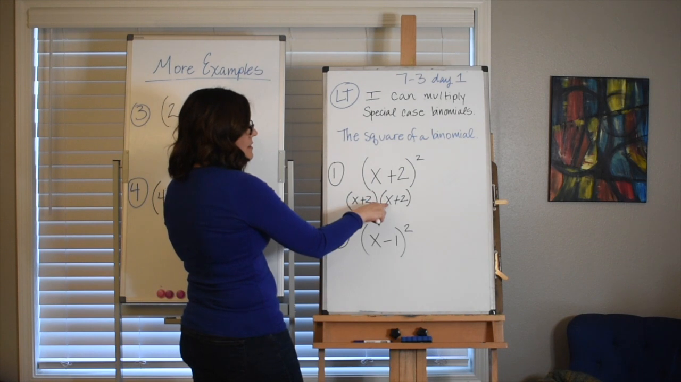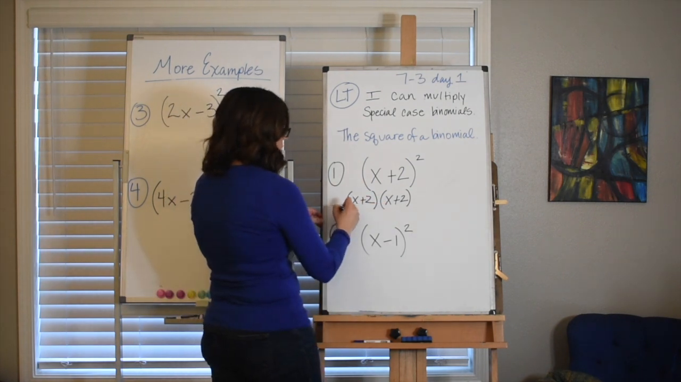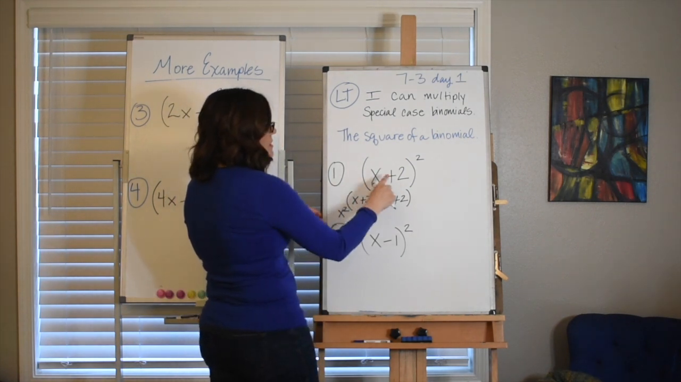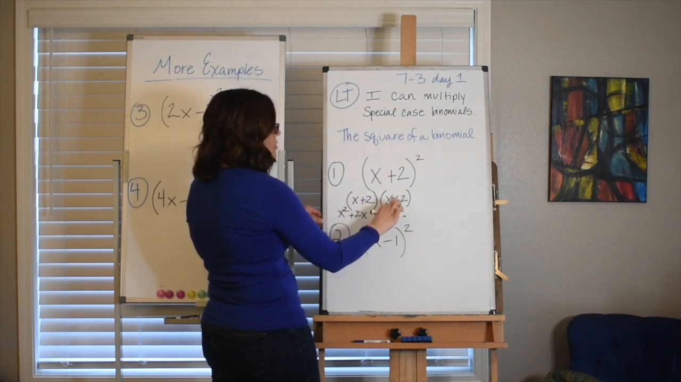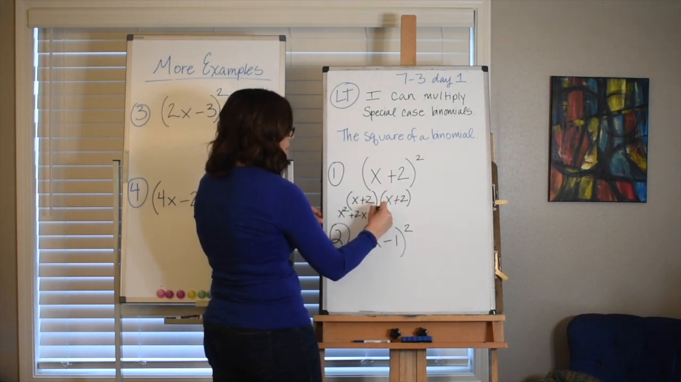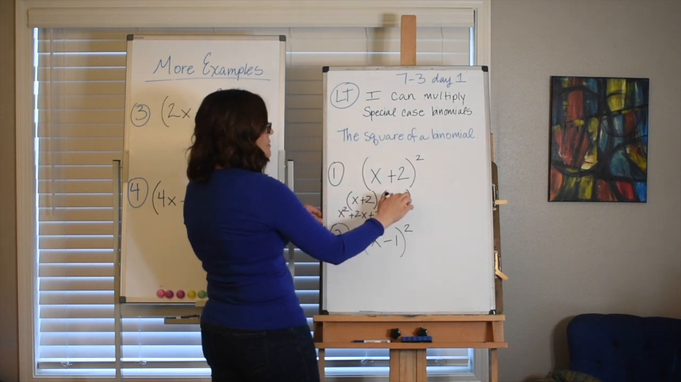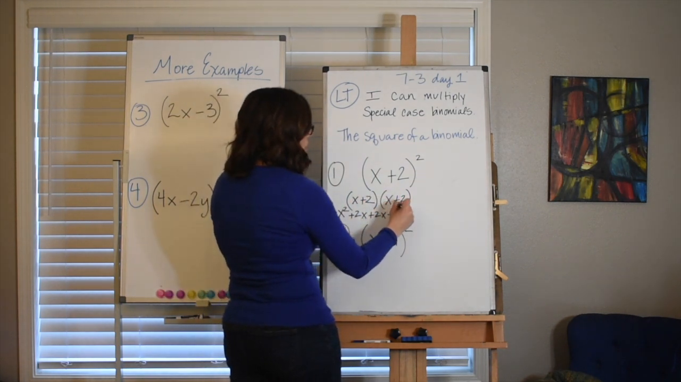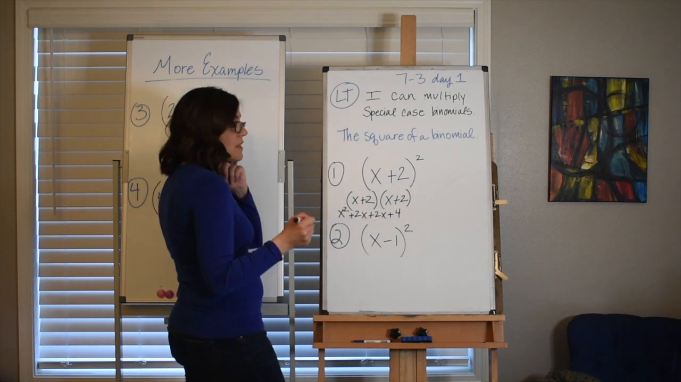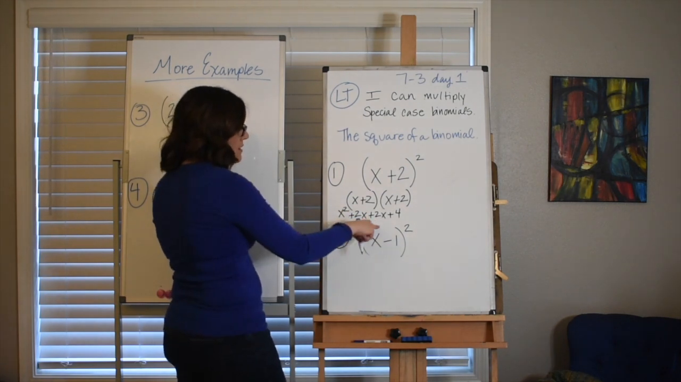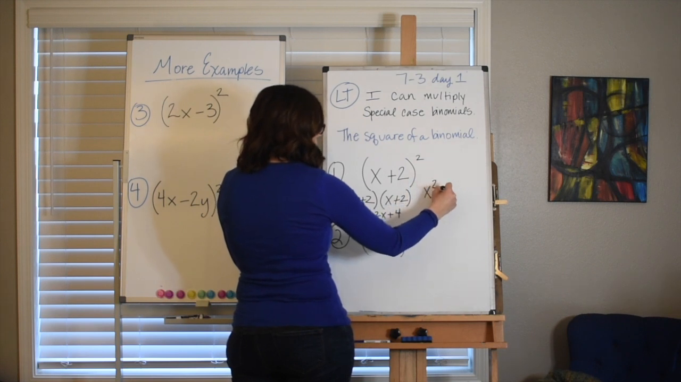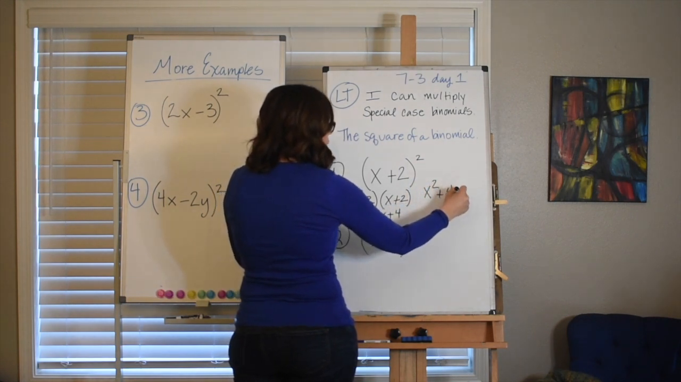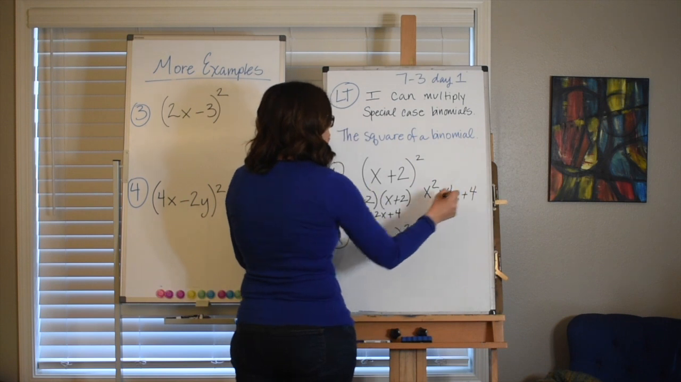So x times x is x squared. X times 2 is 2x. 2 times x is 2x. 2 times 2 is 4. And I do have some like terms to combine right in the middle. 2x and 2x is 4x. I'm going to write my final answer over here. X squared plus 4x plus 4.